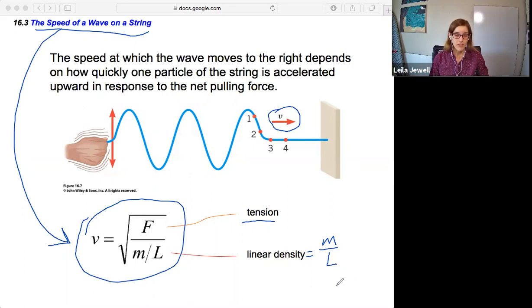So as we see, if you have a larger linear density, that's a more massive string relative to its length. And so it's going to be a slower speed, versus if you have less mass in your string, then the wave is able to travel faster. Let's check out an example with this.